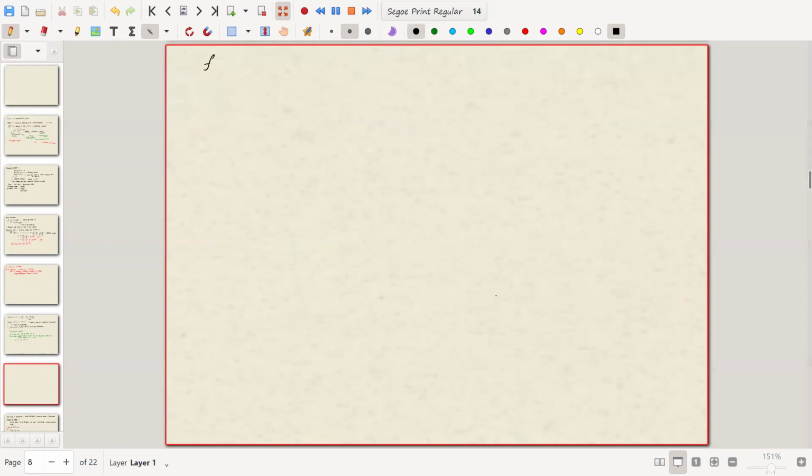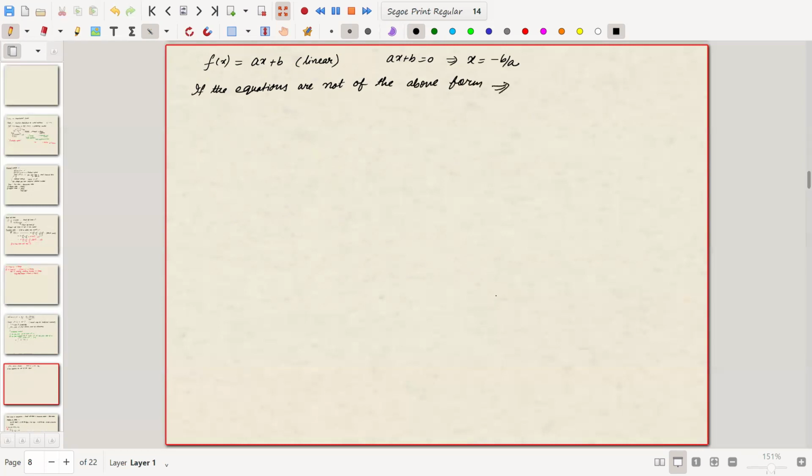So you might have seen f of x when f of x is some linear function, say ax + b, linear. Because ax + b = 0 will just give x to be minus b upon a. Fine. But if the equations are not of this form, then they are nonlinear functions, or nonlinear equations, I would say.